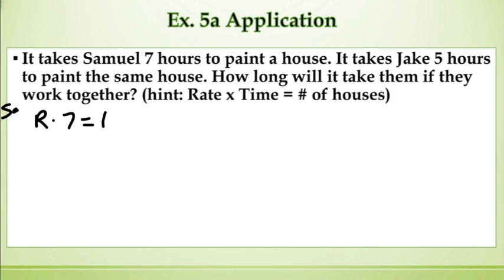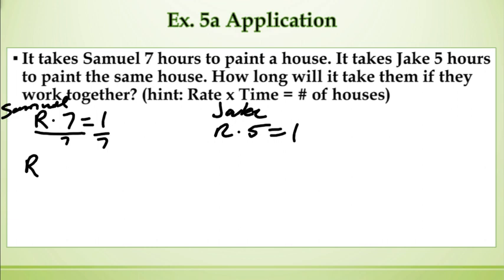So I'll just say this is Samuel. And then Jake, we don't know the rates, but we know it takes him 5 hours to do one house. So I need to solve for the rates. So I divide by 7 on both sides. So Samuel's rate is 1/7. Jake's rate is 1/5.